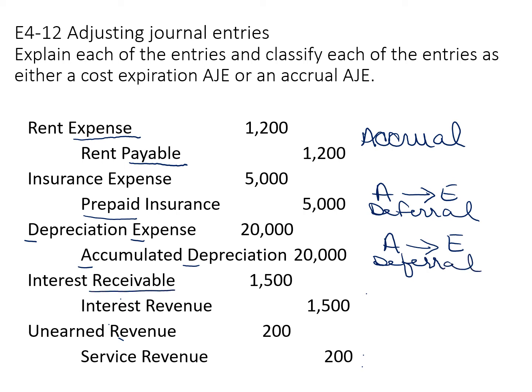Debit a receivable, credit revenue. That's an accrual, isn't it? Where cash hasn't happened yet. We'll receive the cash later, but it's revenue now. And the last one, debit a liability and credit a revenue account, is a deferral.